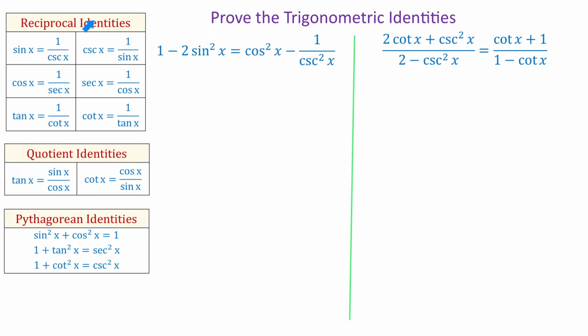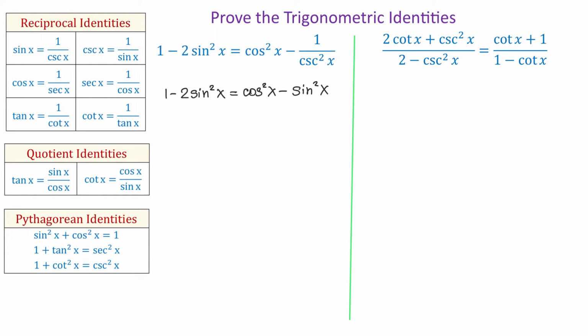To the left, we have the fundamental trigonometric identities, and we will use them to simplify each side. In this identity, I will start by replacing 1 over cosecant squared of x with sine squared of x. And this is because 1 over cosecant squared of x equals sine squared of x. So I will write 1 minus 2 sine squared of x equals cosine squared of x minus sine squared of x.